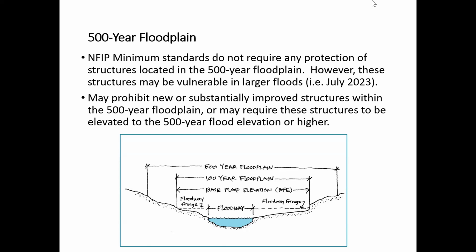For example, July 2023 was somewhere between a 200 and 500-year flood in Lamoille County. Sometimes that may mean an all-out prohibition on new or substantially improved structures within the 500-year floodplain. Or it might require those structures to be elevated to the 500-year elevation or higher. It is a local decision whether you want to go down that route.